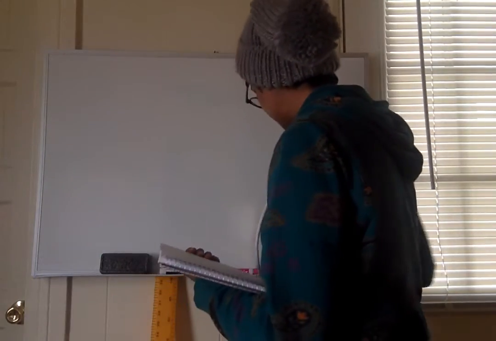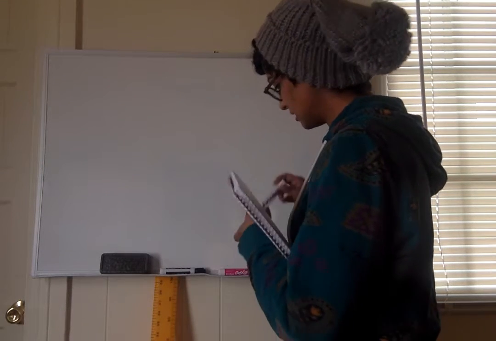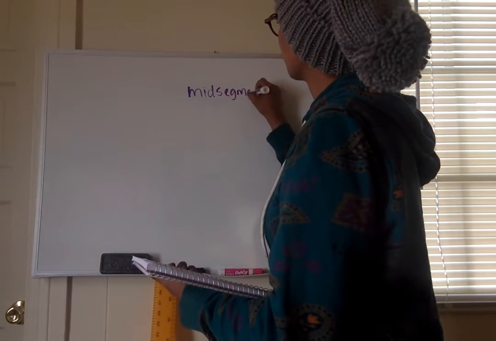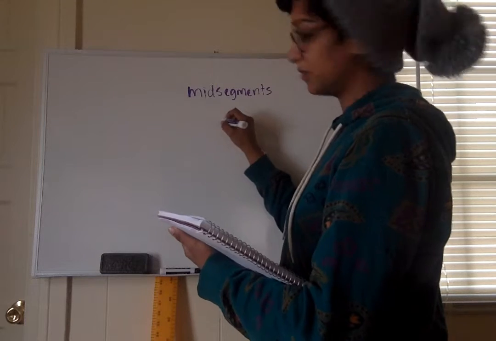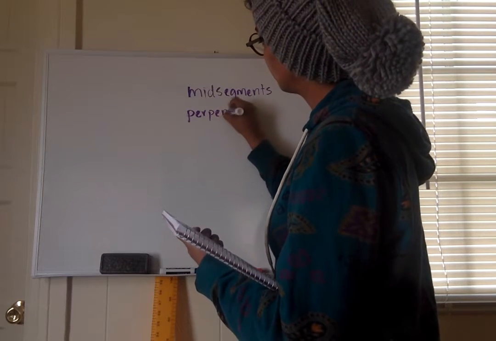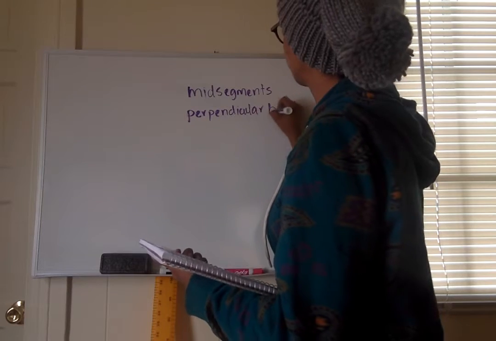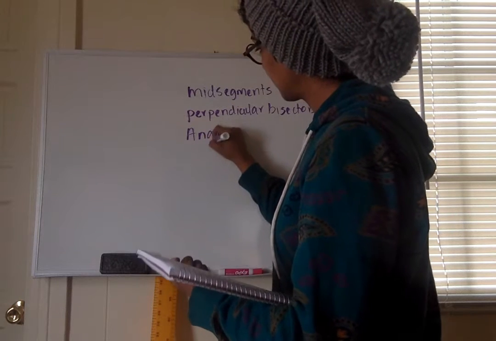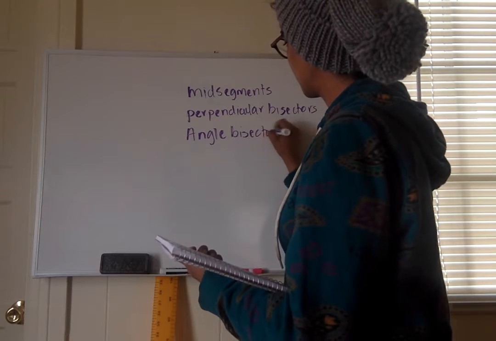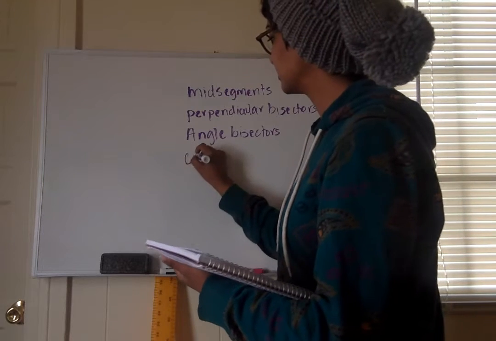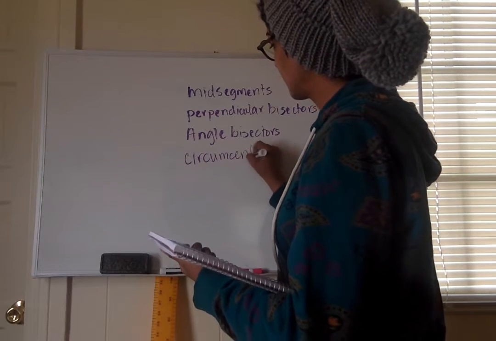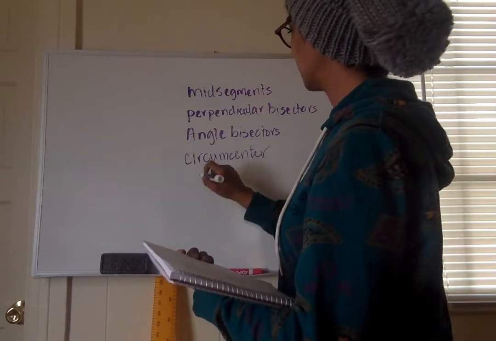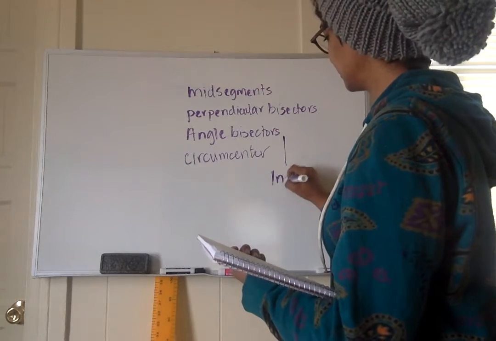So let me list the topics that are going to be on your quiz tomorrow, and you can write this down. It'll be on midsegments. There will be perpendicular bisectors. There will be angle bisectors. And, of course, circumcenter, which is connected to your perpendicular bisector. And your angle bisector will be with incenter.